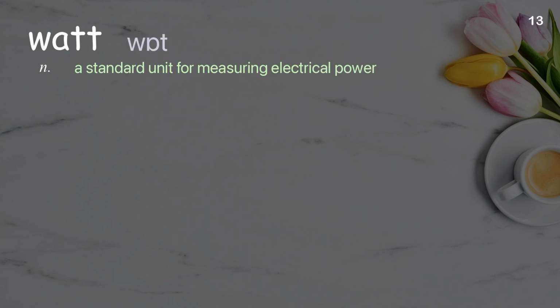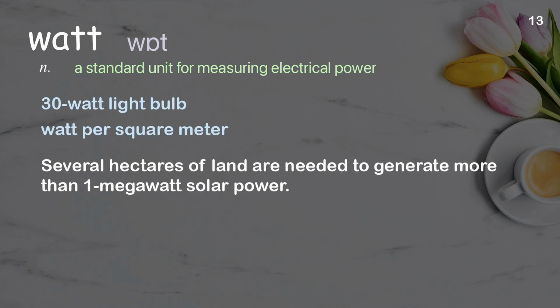Watt. A standard unit for measuring electrical power. Examples: 30-watt light bulb. Watt per square meter. Several hectares of land are needed to generate more than 1 megawatt of solar power.